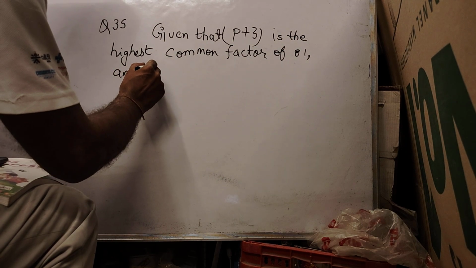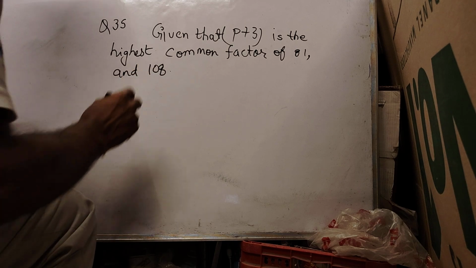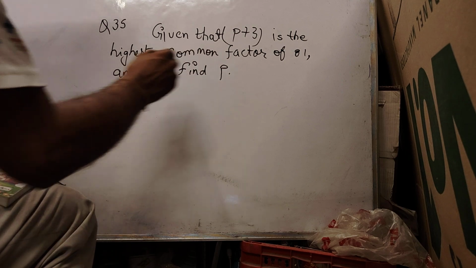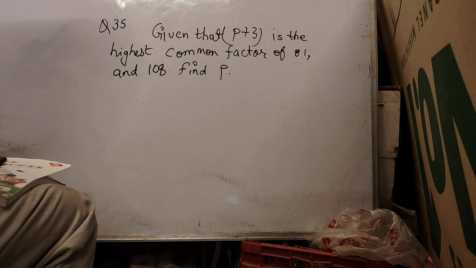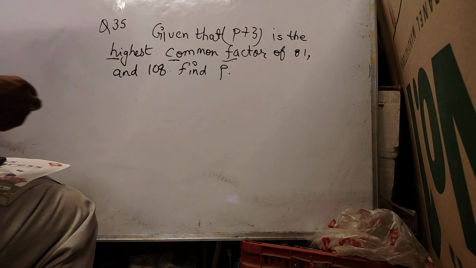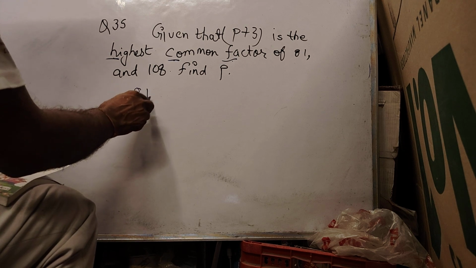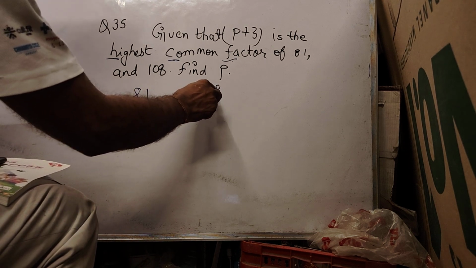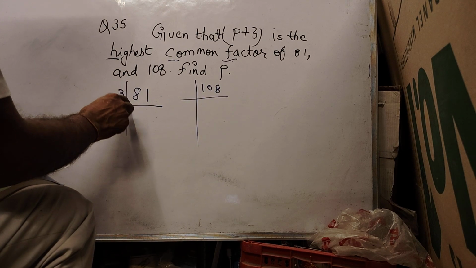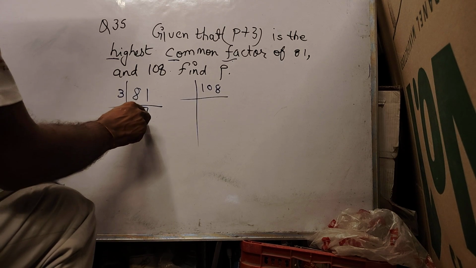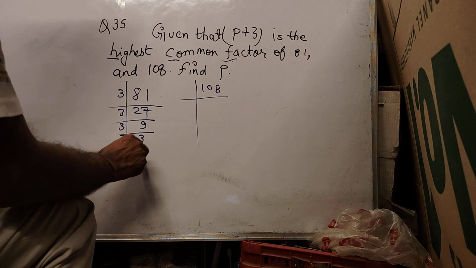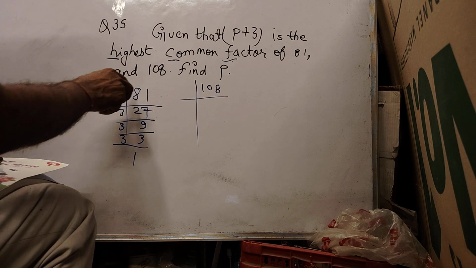The problem is related with HCF, highest common factor. This question is a highest common factor related question. Highest common factor means HCF. So what is the highest common factor of 81 and 108? First we divide individually by prime numbers. So 81 divided by prime number 3, 27 times, 27 divided by prime number 3, 9 times, 9 divided by 3, 3 times, 3 divided by 3, 1 time. So this is the prime factorization, 3 into 3 into 3 into 3, 81.